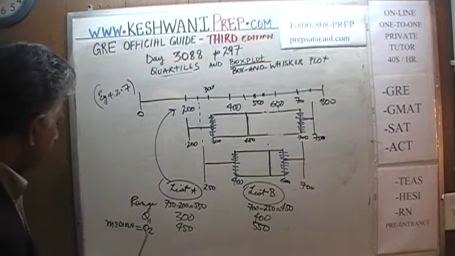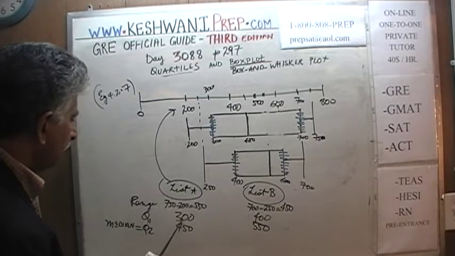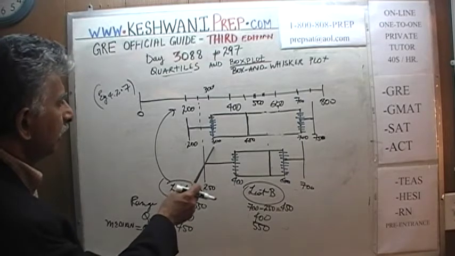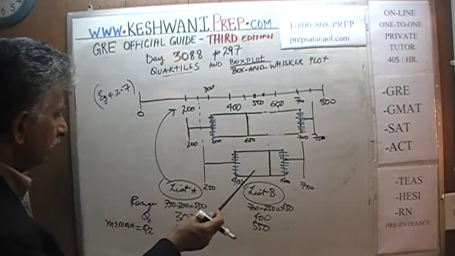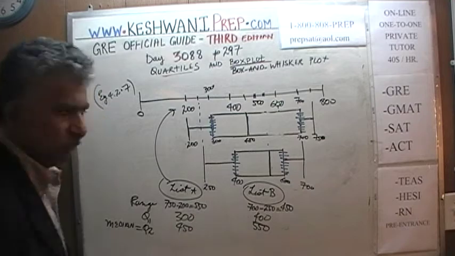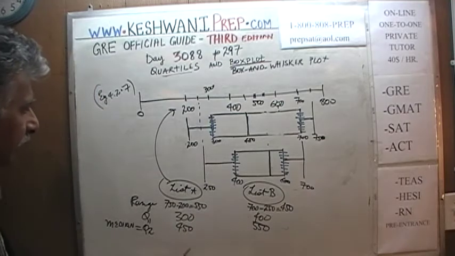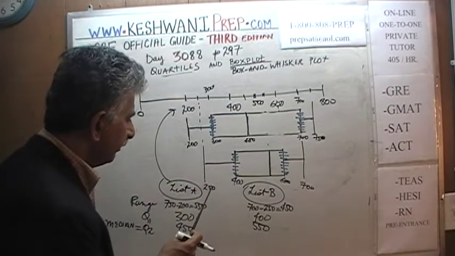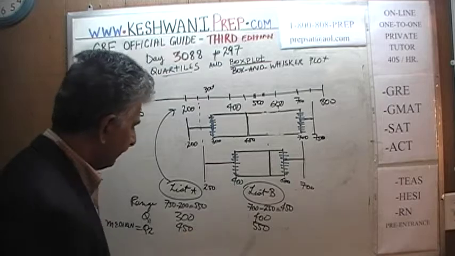Now, between 300 and 700, I meant to say. In the first one, it is between 300 and 700, and here it is between 400 and 600.